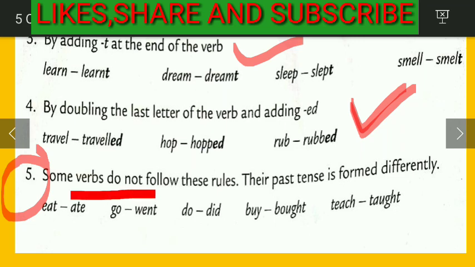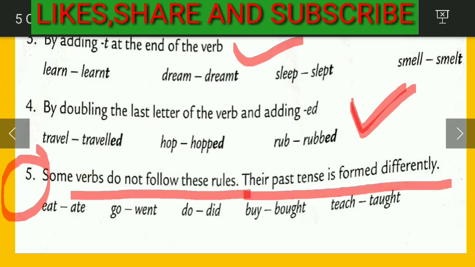Then what is written in rule number 5? Some verbs do not follow these rules. As I have told before, there are some verbs that you have to learn. That's why it is written: some verbs do not follow these rules. Their past tense is formed differently. It means there is no rule to get the past tense from some verbs. That means we have to learn it by heart.